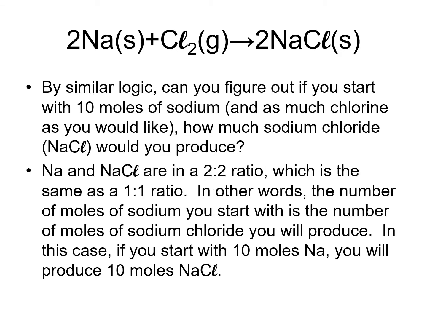By any other factor, you can figure out that if you start with, say, 10 moles of sodium and you have as much chlorine as you like, then you could figure out how much sodium chloride you produce. Can you do that? 10 moles of sodium would make how much sodium chloride? Well, look, it's a 2 to 2 ratio, which is the same thing as a 1 to 1 ratio. In other words, however much sodium you start with, that's how much sodium chloride you'll end up with, assuming you have enough chlorine to make that much. So if you start with 10 moles of sodium, you'll produce 10 moles of sodium chloride.